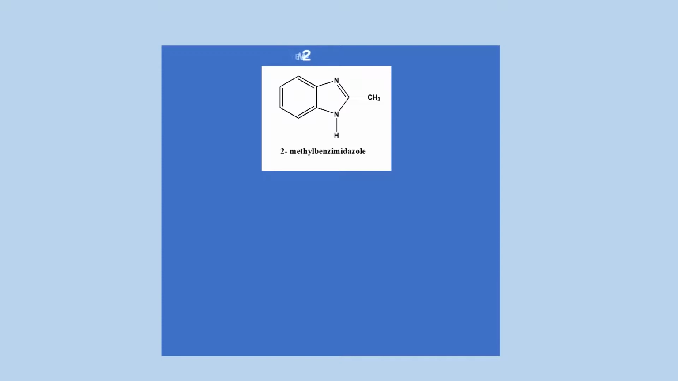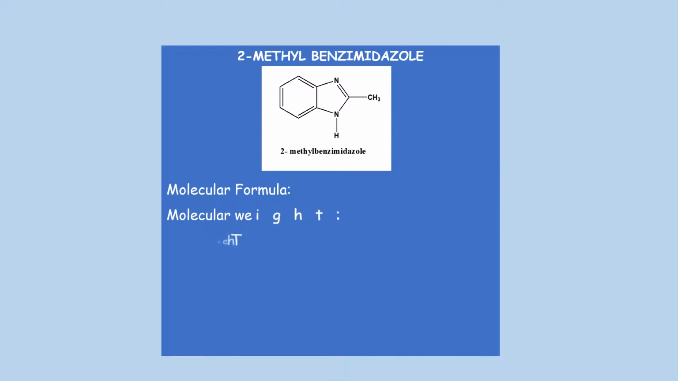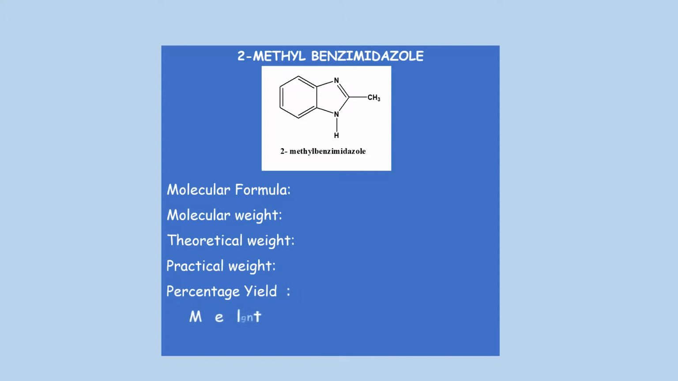Make a label of the synthesized 2-methylbenzimidazole in such a way that you can put the structure, its molecular formula, molecular weight, theoretical yield, practical yield, percentage yield, melting point of 2-methylbenzimidazole, and finally the name of your college.